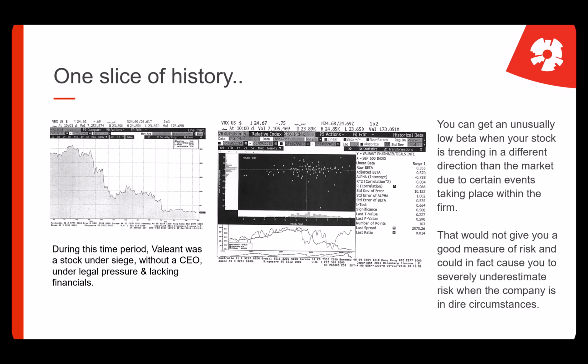Valeant was one of the riskiest stocks we could own at the time, and it serves as a reminder that regression betas can severely underestimate the risk when firm-specific crises dominate the stock price movements. In those cases, we need to look beyond the regression and use judgment, or better yet, the bottom-up betas.